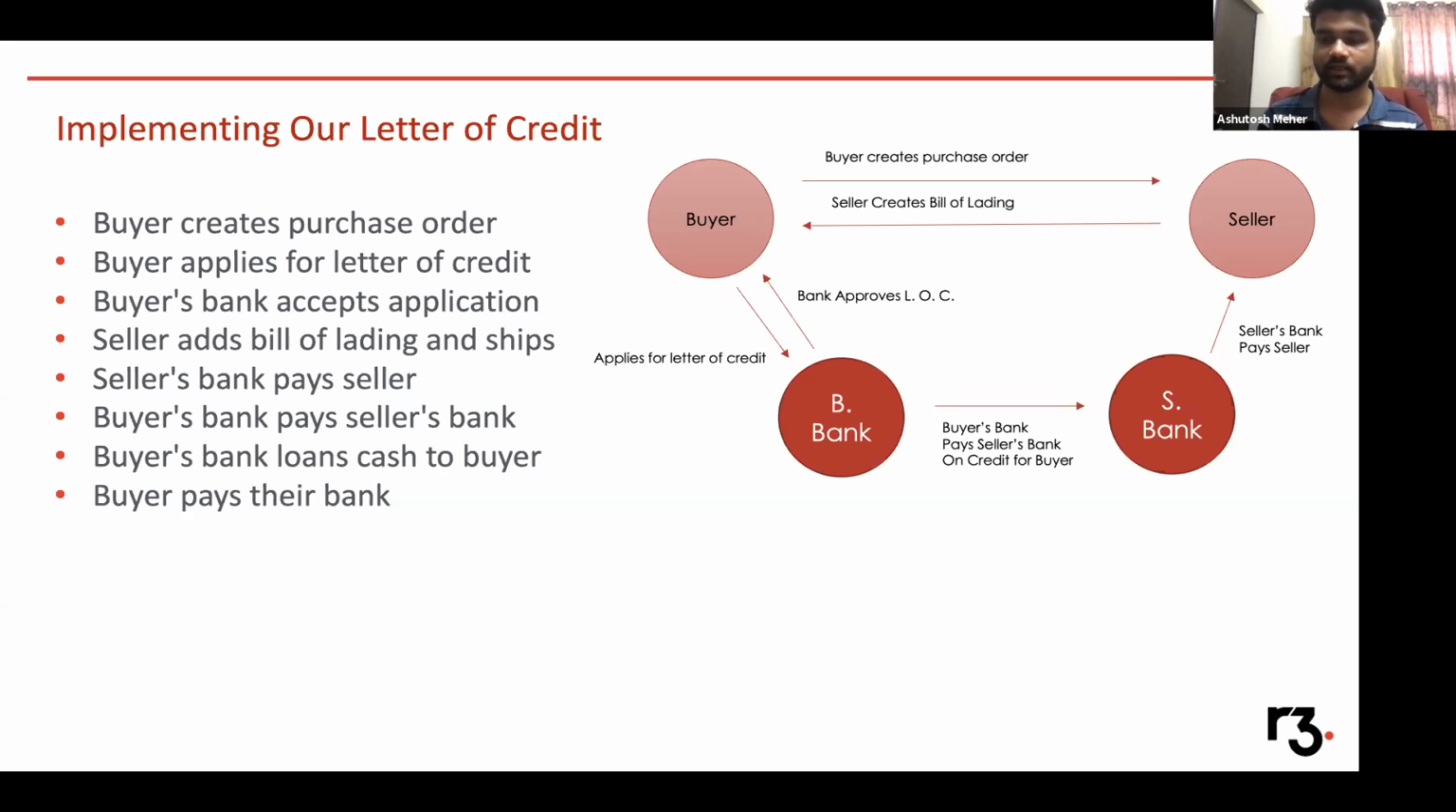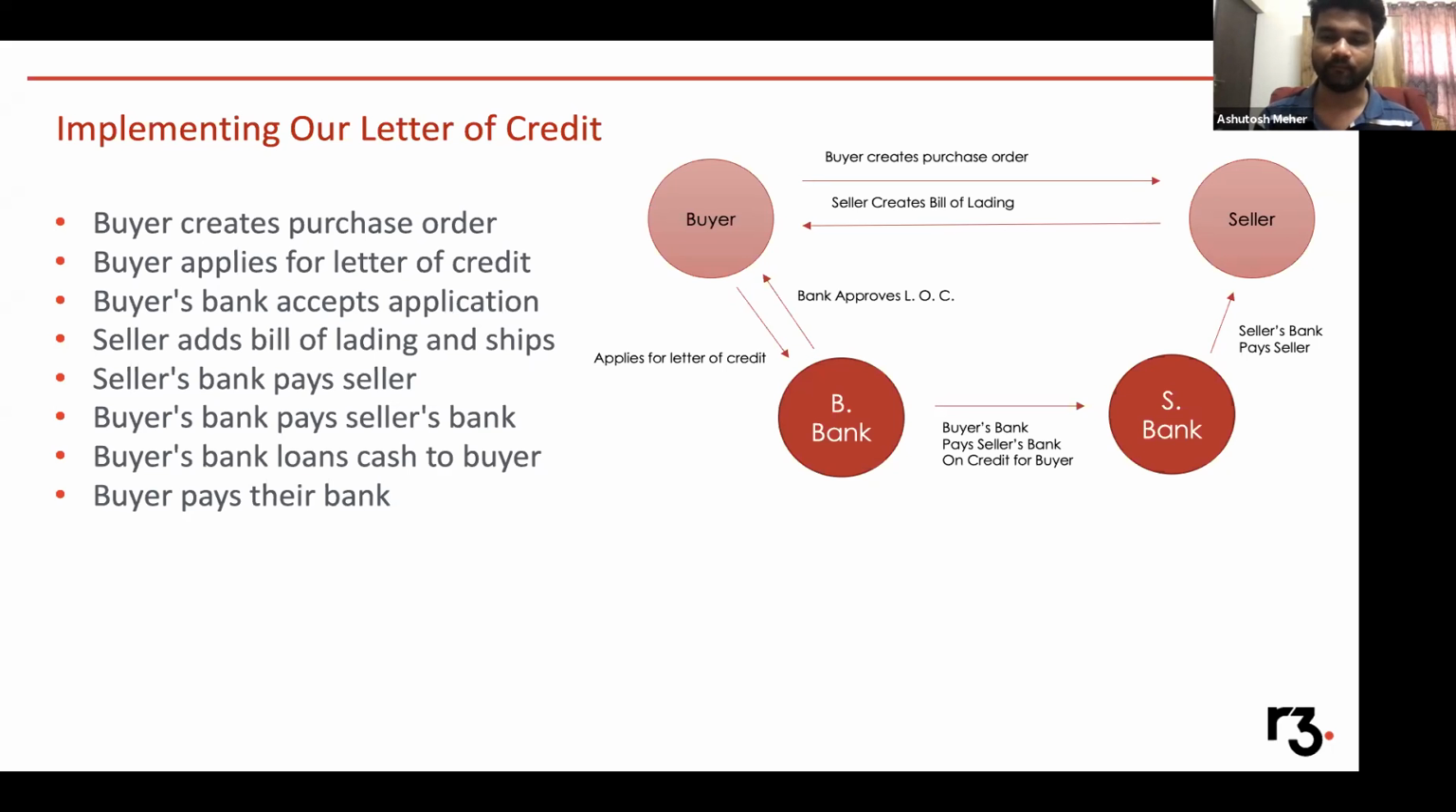Once the letter of credit is accepted, the seller can add the bill of lading and ship the goods. Once the seller ships the goods, the seller's bank will pay the seller, because the goods have been shipped and the bill of lading has been created. Once the seller has been paid, the buyer's bank can validate the status of the shipment, and then pay the seller's bank.